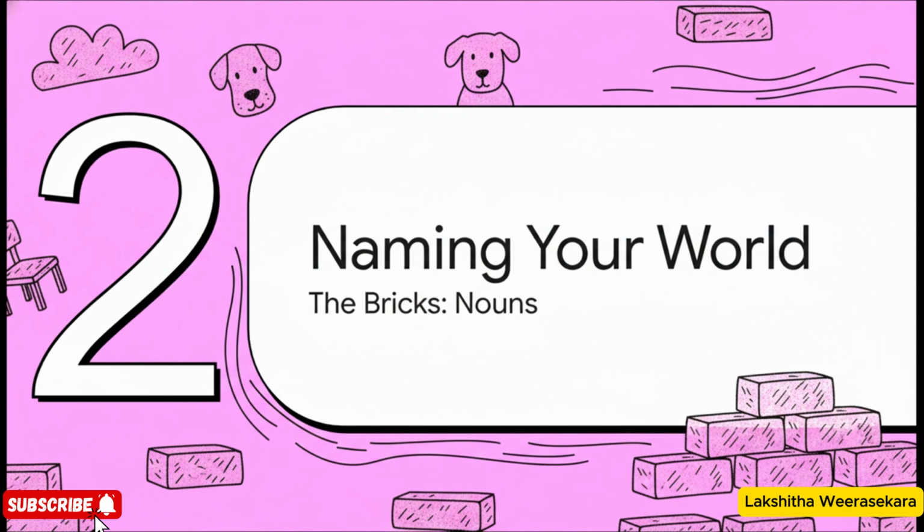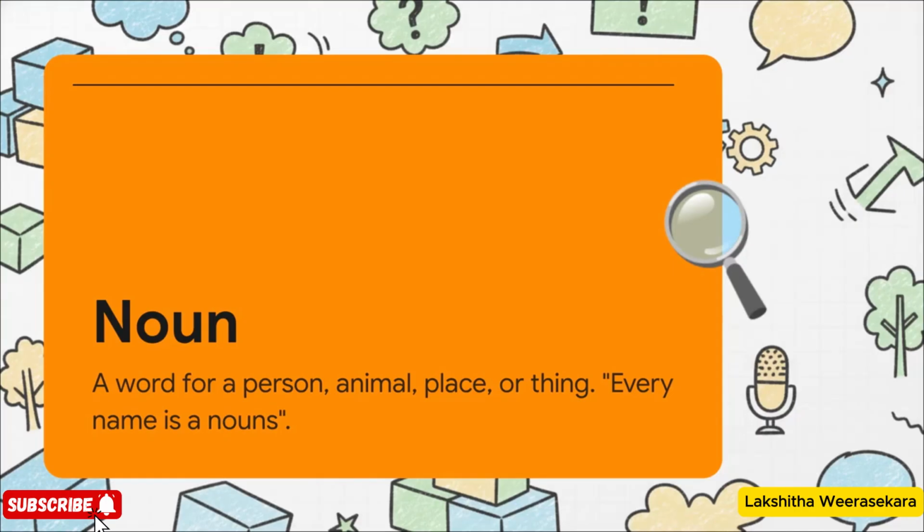Okay, so we have our blueprint. Now it's time to get our hands on the actual building materials. We need bricks, and in the world of language, our bricks are called nouns. So what exactly is a noun? It's really simple. It's a name. Anything you can see, touch, or even just point to. A person, a place, an animal, an object, that's a noun.